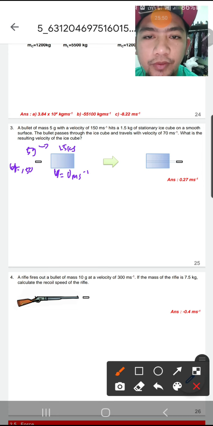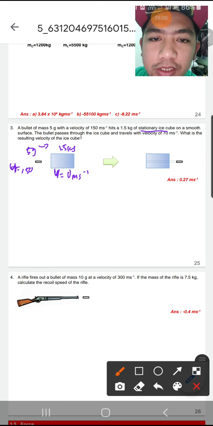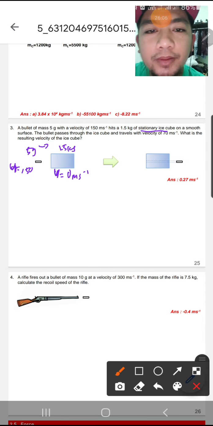Okay, 1.5 kilogram of stationary ice cube. That's why here is 0. The bullet passes through the ice cube. So the bullet passes through the ice cube and travels with 70 meter per second.